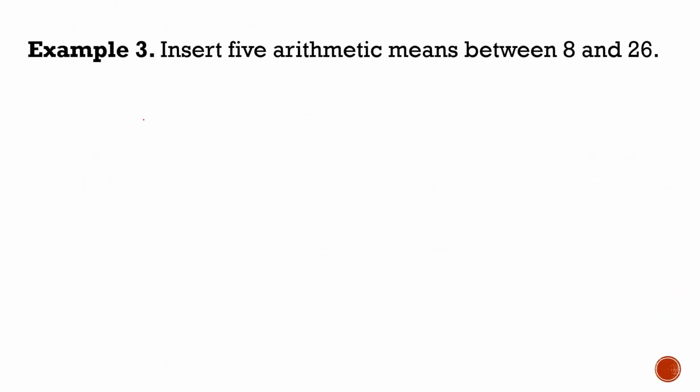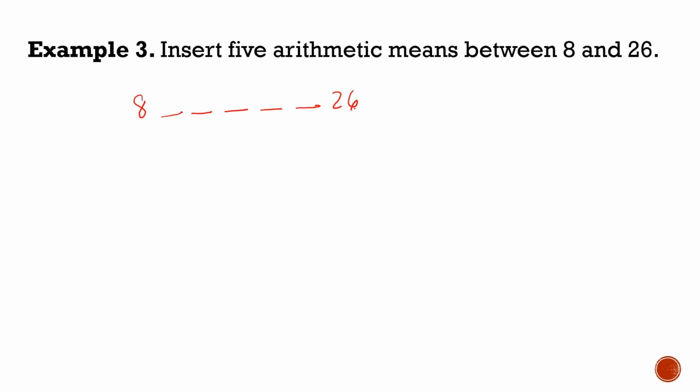We will insert 5 arithmetic means between 8 and 26. So 8 is obviously the first term. Between those two terms are 5 arithmetic means, and we need to find them. So how are we going to find those 5 arithmetic means? Now remember, this is an arithmetic sequence. What makes this sequence arithmetic is the d, or the common difference. So we need to find d. Now how are we going to find d?